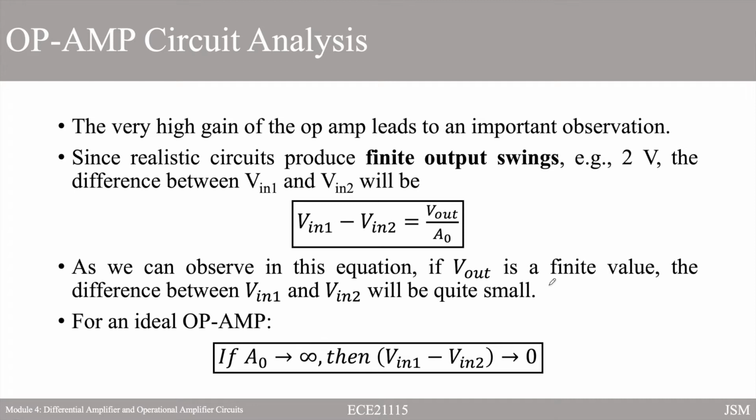So actually, yung real high open loop voltage gain ng isang op-amp can lead to an important observation. So kanina ang nakasulat doon is Vout is equal to open loop gain multiplied by the voltage difference ng ating inputs. So ngayon, pwede nating i-rearrange yan para makuha natin yung V-in1 minus V-in2. So pag nire-arrange natin yan, lalabas is V-in1 minus V-in2 is equal to Vout over A0.